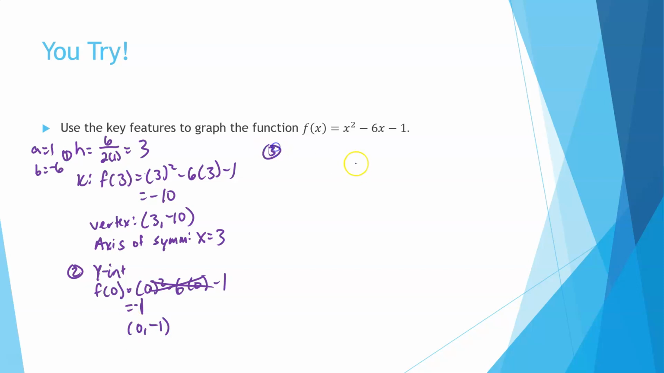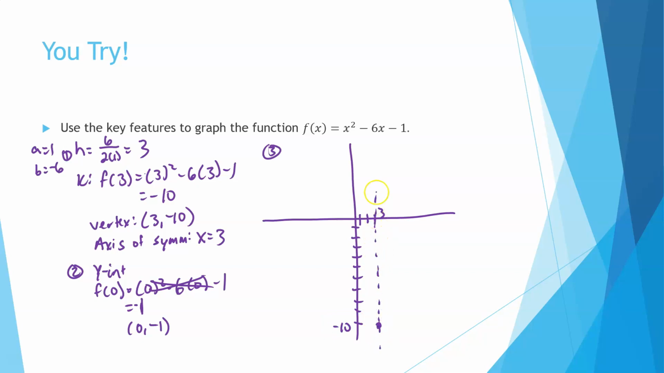So for step 3, I'm going to go to graph it. And again, when I go to graph it, my vertex is at 3, negative 10. So I go over 3, down 10. That's my vertex, which also represents my line of symmetry would cut right through that. My second thing I plot is my y-intercept, the point 0, negative 1. And then finally, that's 3 to the left of the line of symmetry. So now I go 3 to the right of the line of symmetry and put it at the same height.